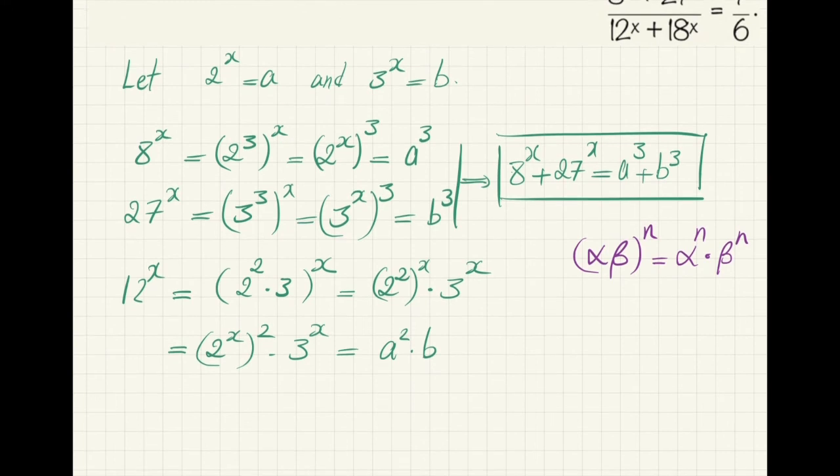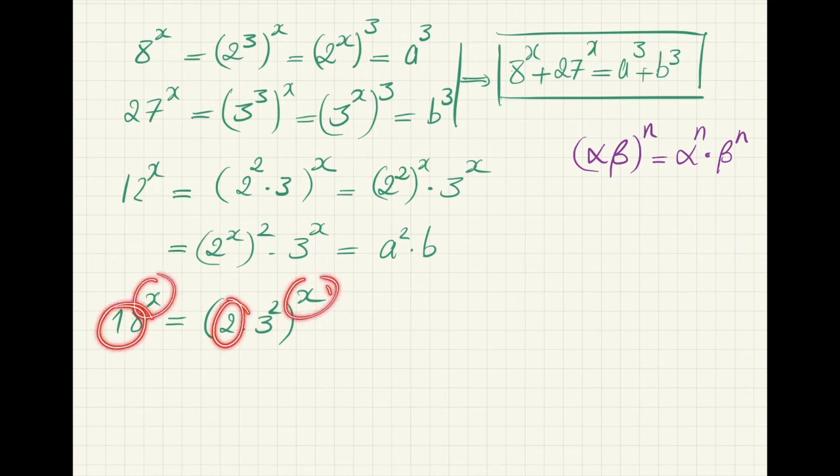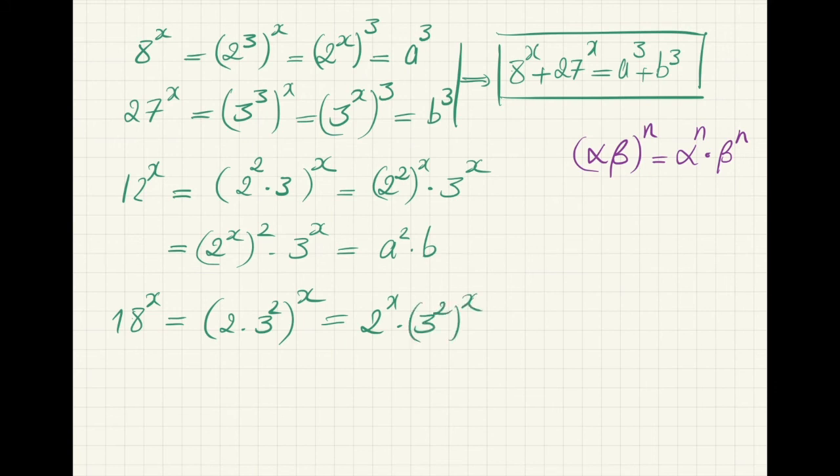And then the next one is 18 to the power of x, the same trick. So 18 to the power of x is equal to, instead of 18, I can write 2 times 3 to the power of 2 this time, and then to the power of x. 3 to the power of 2 is 9. 9 times 2 is 18, and then x is just x. And again, I use the same formula here, and I would write 2 to the power of x multiplied by 3 to the power of 2 to the power of x.